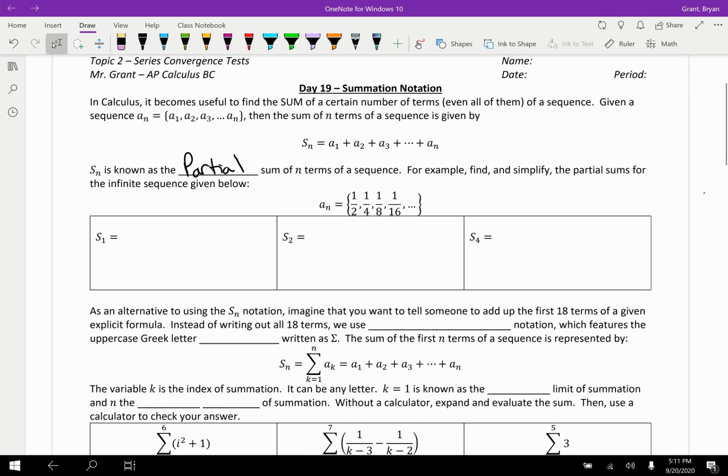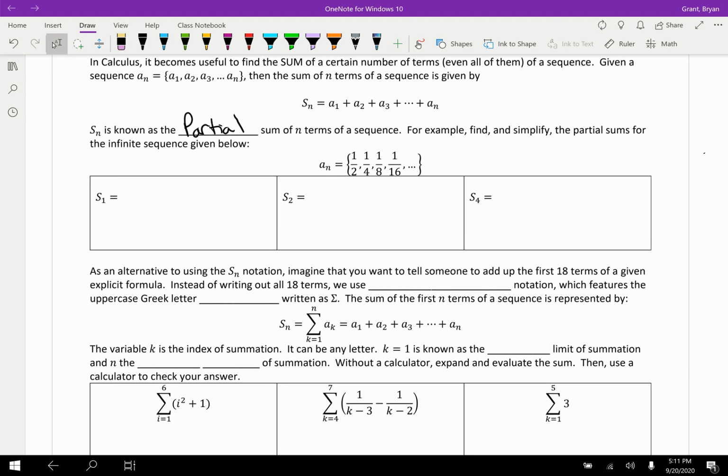We're going to go ahead and find a couple partial sums for the infinite sequence given below. S sub 1 means take the first term, 1/2, and then just sum up one of them. Well, it's just 1/2. That is my first partial sum. My second partial sum, though, is found by doing 1/2 plus the second term, 1/4. And so if we give these common denominators, of course, we have 2/4 plus 1/4, which equals 3/4.